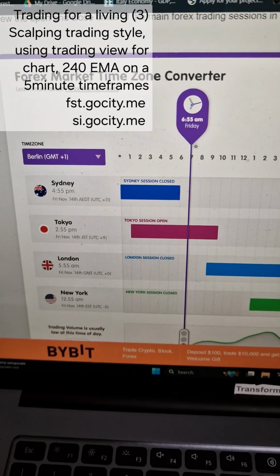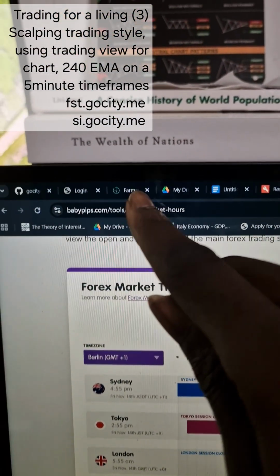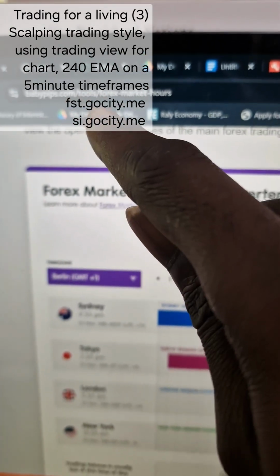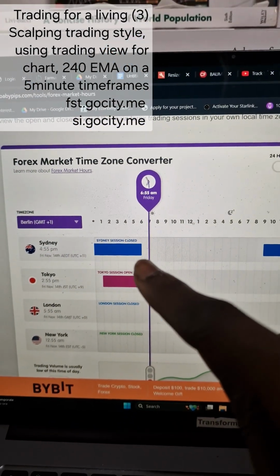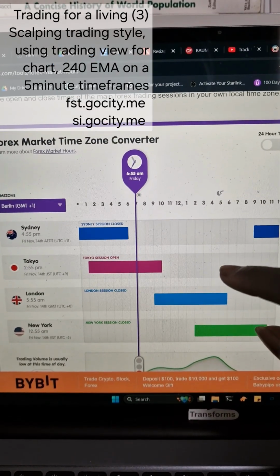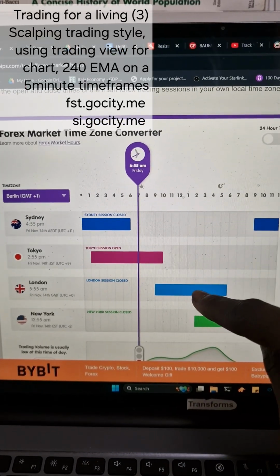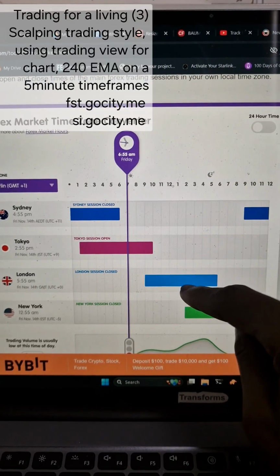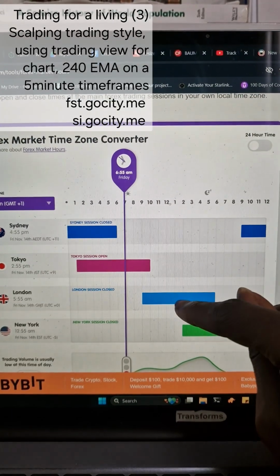Here is the forex time zone converter. You can always go to the BabyPips website, search it on Google, and you will be able to see this site where you can see the forex time. This is the Sydney section, this is the Tokyo, this is the London section, and this is the New York section. We are going to start Skyping when this particular time zone is here.